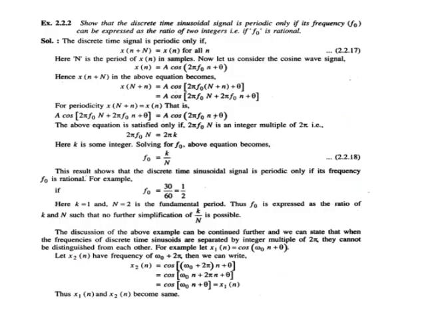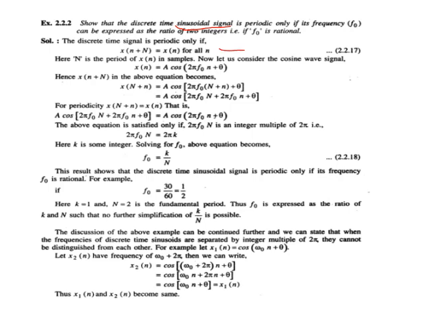Now we will see this example: show that the discrete time sinusoid signal is periodic only if its frequency f0 can be represented as the ratio of two integers, that is, f0 is rational. A discrete time signal x of n is given, and it should be a sinusoid. Sinusoid means either cos or sine. So what is the condition for periodicity? It is x of n plus N equals x of n.